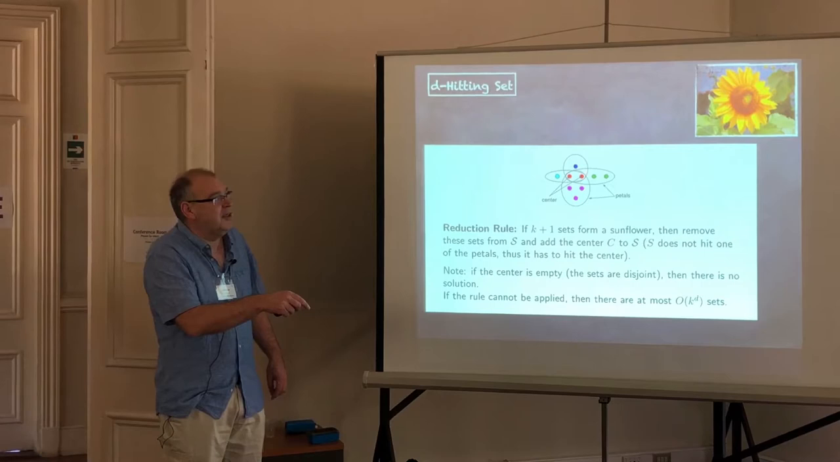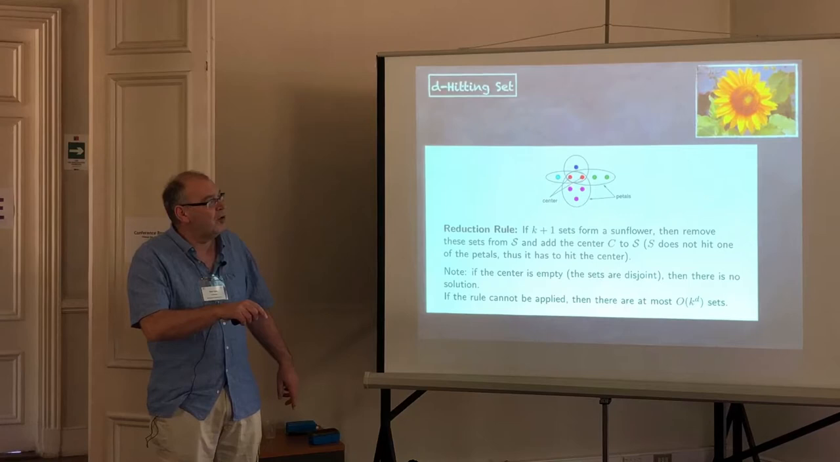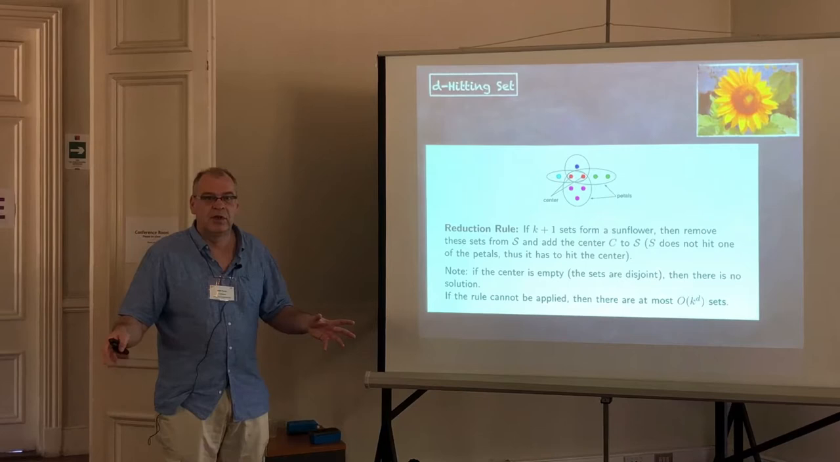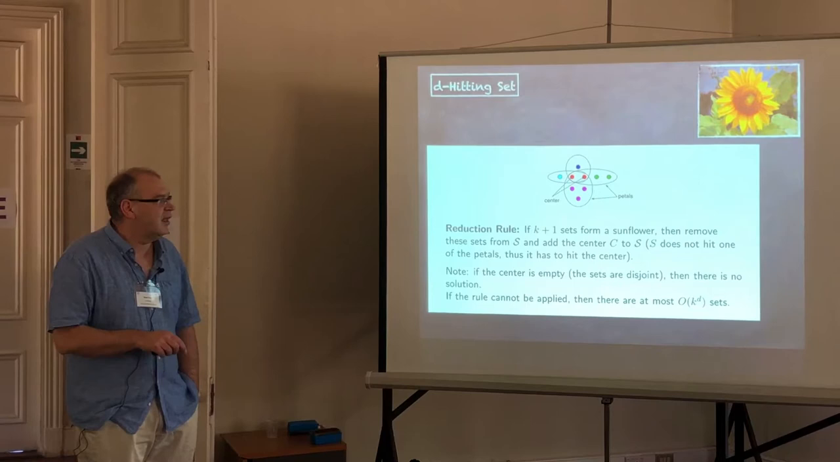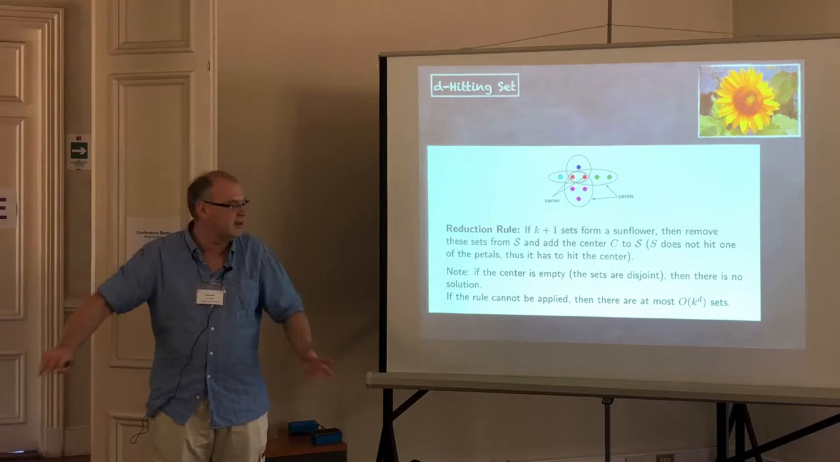So then I just make a new set from the center of the sunflower, and I remove all these sets from my family. Or if it's better for you to think in terms of hypergraphs, I construct a new hyperedge and remove all these hyperedges from the hypergraph. And note that if the center is empty, it means that I have k plus one disjoint sets, so I don't have a solution.